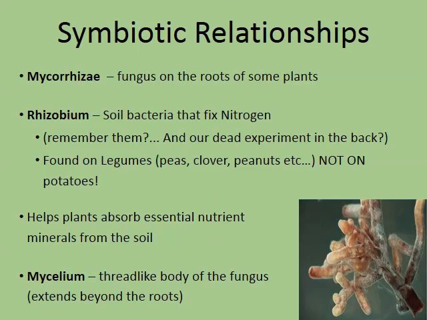Symbiotic relationships, we did a bit with that when we did the nitrogen cycle. You have mycorrhizae, which are fungus on the roots of some plants, which are different from rhizobium. So rhizobia are soil bacteria that specifically fix nitrogen. Remember our peas, clovers, peanuts, all of these legumes, not potatoes. I don't know why everybody always wants to say potatoes, but potatoes are not legumes. They do not have rhizobium on them.